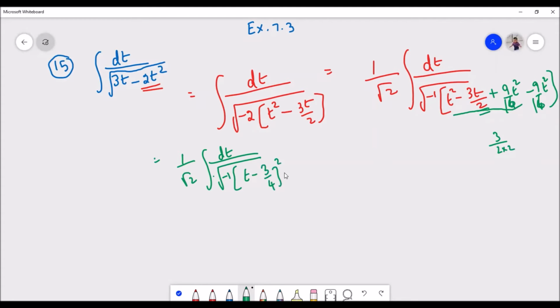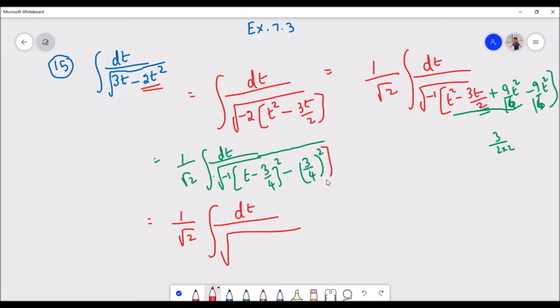This is my B term. Minus, now 9 by 16 can be written as 3 by 4 whole square. Now all these terms are within the square root. Next step, this is 1 by root 2 of integration of dt divided by root over, now let us take this minus sign inside, the bracket is closing here. Now this minus will become plus and this term will become minus, that means this will change as 3 by 4 whole square minus t minus 3 by 4 whole square.